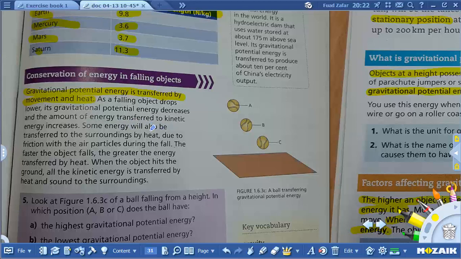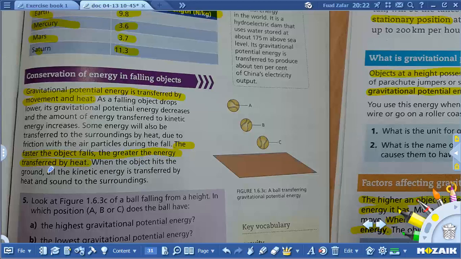Some energy will also be transferred to the surroundings by heat due to friction with the air particles during the fall. What is friction? When you rub two things together, this is known as friction. That means it will generate heat with the air particles during a fall. The faster the object falls, the greater the energy transfer by heat.